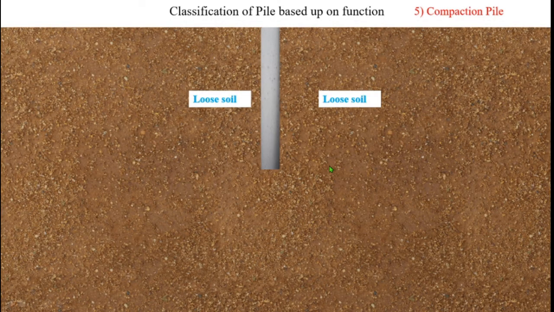Next, the last one into the series is a compaction pile. Now compaction piles are not a type of pile which are provided for the structure, means they do not carry any kind of load. The only function of the compaction pile is to compact the soil. Okay, so this is nothing but soil improvement technique that is used onto the field. Let's say you have a soil which is loose in nature, and for some construction activity you want to strengthen this soil. So what you can do, you can insert a pile like this.